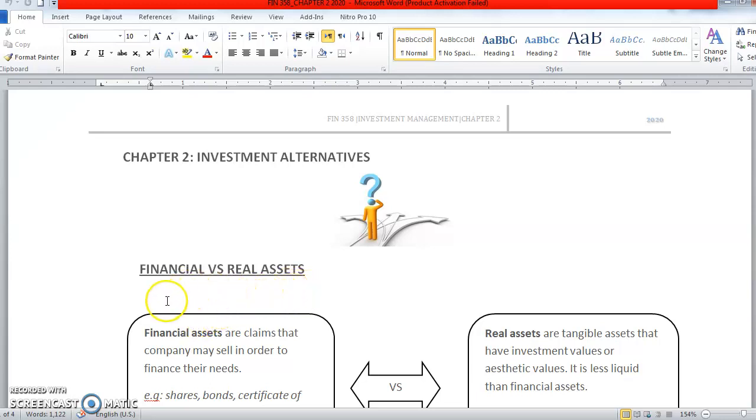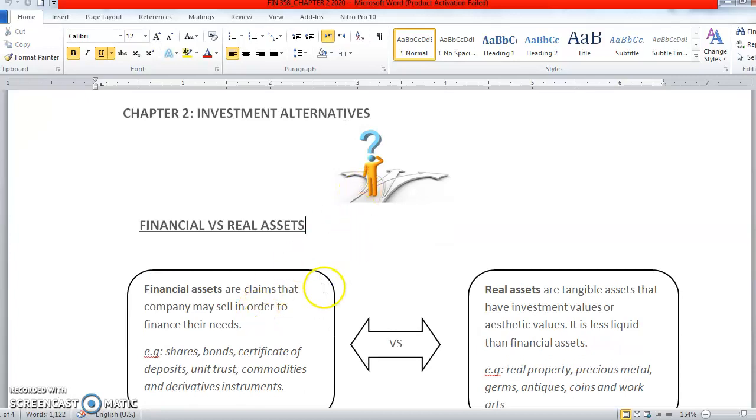For the first part, we are going to check on financial versus real assets. We are going to discuss further what it means by financial versus real assets. Before you become an investor, at least you should know the difference between these two terms. What are financial assets and what do we mean by real assets? Let's take a look first.